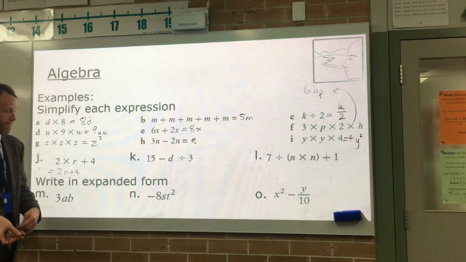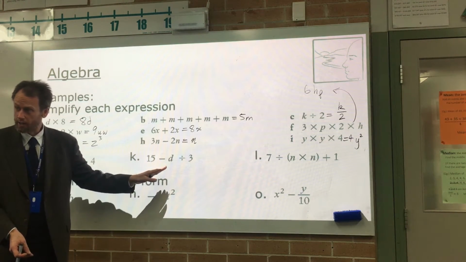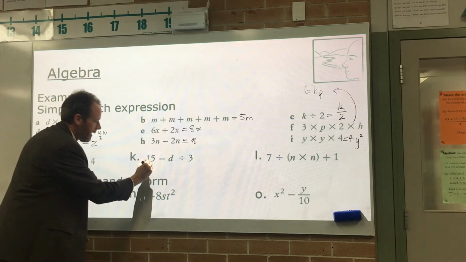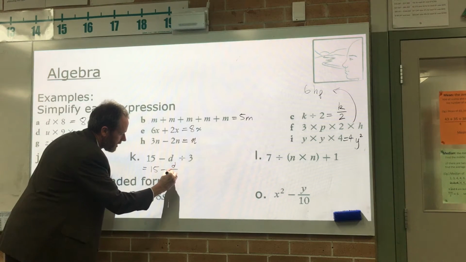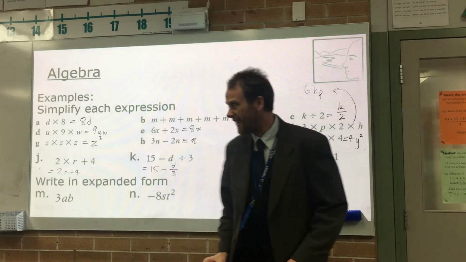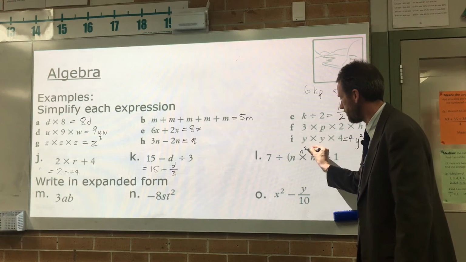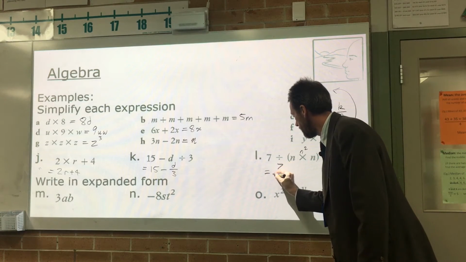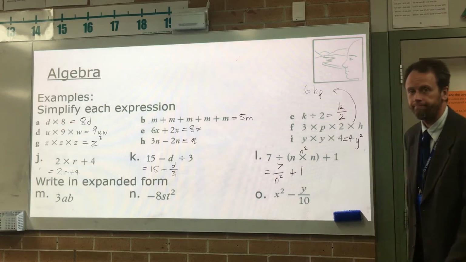All right, next one. 15 minus d divided by 3. Again, I've got a minus in here. I can't just mix them together. It's like mixing apples and oranges. I have to leave it as 15 minus d over 3. That's what I can simplify it to. But this one over here looks complicated. I know, hopefully, that n times n is n squared. So I can rewrite this as 7 over n squared plus 1.